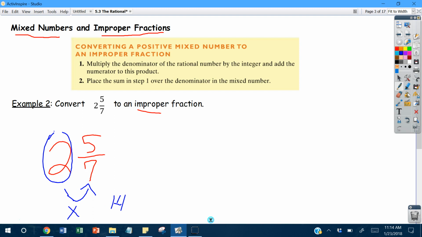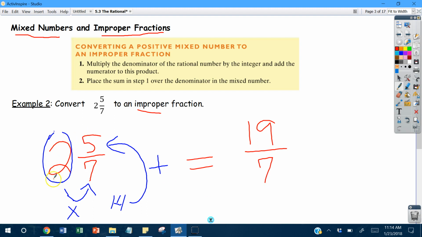And then I'm going to take the 14 and add it to the numerator part. So I do the multiplication first, get 14, then add that to the numerator. So then my mixed number becomes 5 plus 14, which is 19, over the exact same denominator, which is 7. So when you do this conversion, the denominator never changes, but instead we have two whole pieces that turn into 14, two whole parts that turn into 14 pieces. Add those to the 5 pieces, you have 19 pieces now. This is your improper fraction.